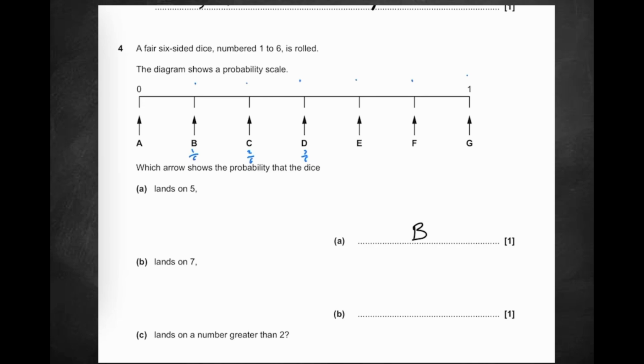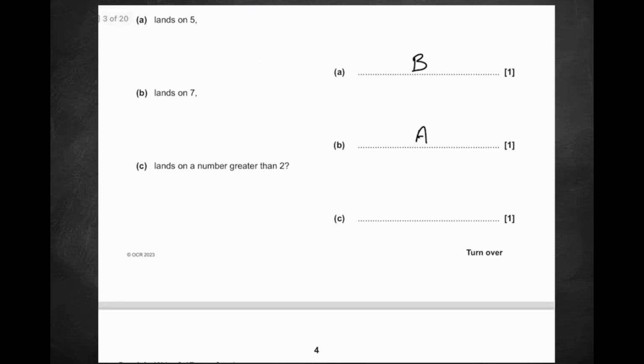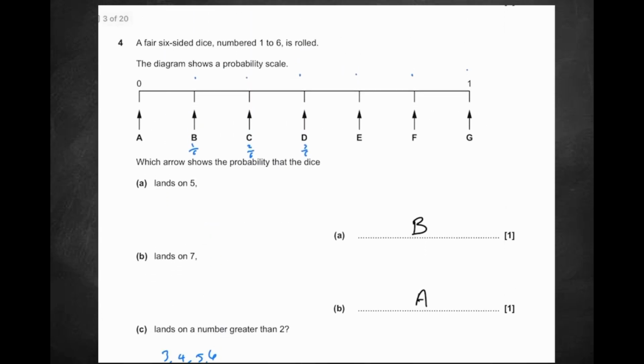The probability that the dice lands on 7, however, is going to be 0 because the dice only has 6 sides. So that's going to be A on our line. Part C, lands on a number greater than 2, so that would just be 3, 4, 5, or 6, which is 4 out of 6. We'll go back to our line. That would then be E.